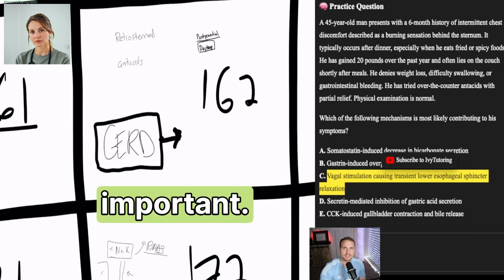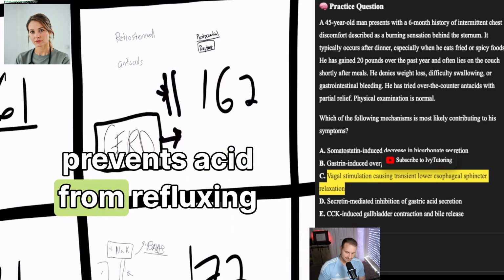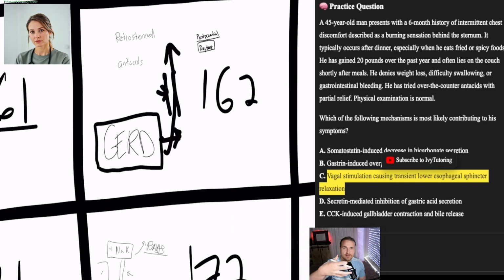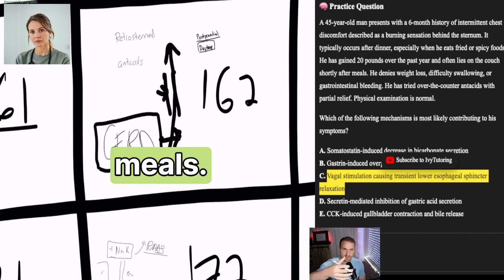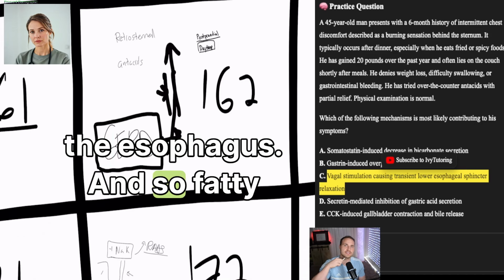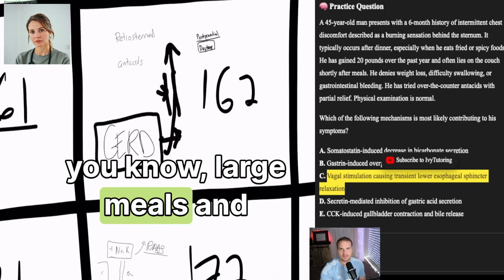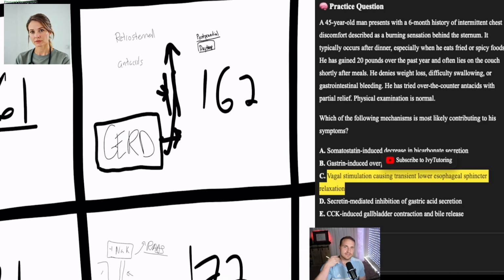And the pathophys is important. The lower esophageal sphincter normally prevents acid from refluxing up. And so if that's too relaxed, the vagus nerve is mediating that transient lower esophageal sphincter relaxation after meals. If it's too relaxed, then it allows the gastric contents to enter into the esophagus. And so fatty foods, large meals, and chocolate, that kind of stuff, increase these relaxations, and repeated acid exposure causes mucosal irritation. And that's what causes the symptoms of heartburn and regurgitation.